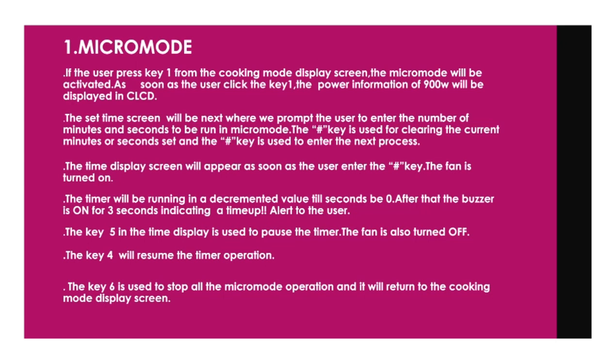Next, key 5 pressed in the time display screen is used to pause the timer. The fan is also turned off. Next, pressing key 4 will resume the timer operation, and key 6 is used to stop all the micro mode operation, and it will return to the cooking mode display screen.